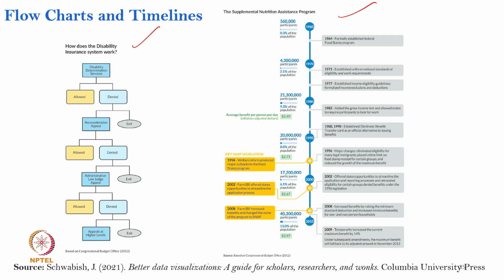In the timeline, you can look at how the supplemental nutrition assistance program developed during 2010, and the other is the workflow of how the disability insurance system works. If you would like to show your concept or framework in a workflow, or within a time period how you are developing the research progress, this flowchart and timeline will help you present that data in a good manner.